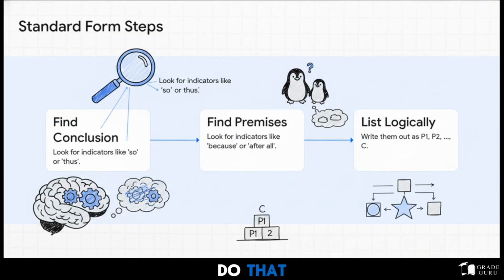So how do you do that? Look for cheat codes. Indicator words. Words like so or thus, they're basically screaming, hey, I'm the conclusion. And words like because or after all, they're waving a flag for the premises. Let's take an example. Lena is a penguin, so Lena cannot fly. All penguins cannot fly. See that little word so? Boom, that tells you the conclusion is Lena cannot fly. The rest are your premises.